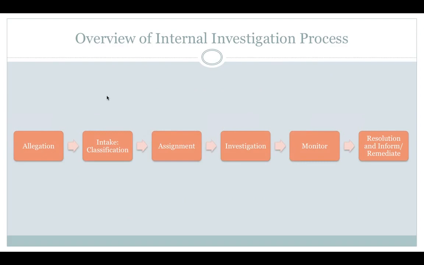So let's look at it step by step. You map out your internal investigation process. An allegation is raised, and there are many, many sources for that, and we'll talk about that. There has to be an intake or classification screening process. Just like any entity that has investigative resources, going back to my days at the U.S. Attorney's Office, there was an intake part. You take in complaints, you take in allegations, you take in whatever, and you classify them. You figure out how to handle them.